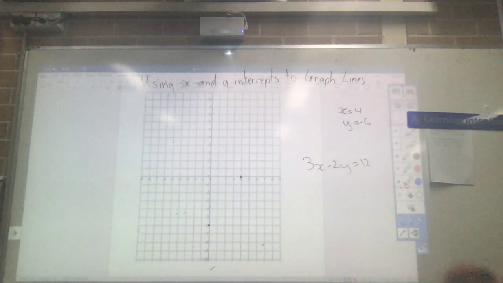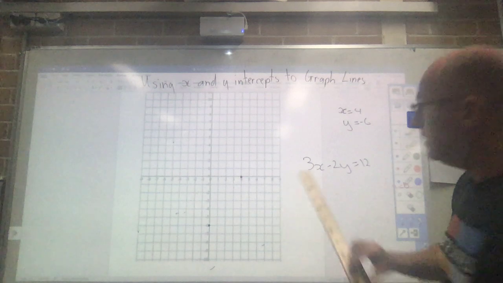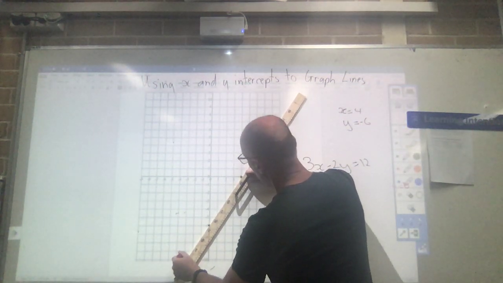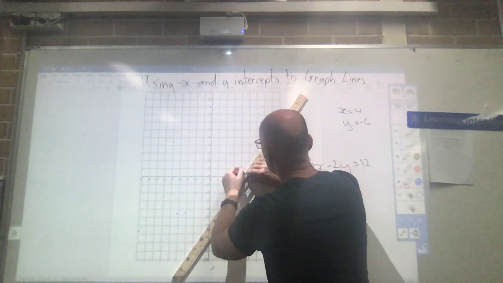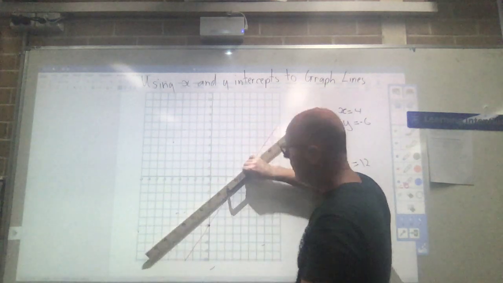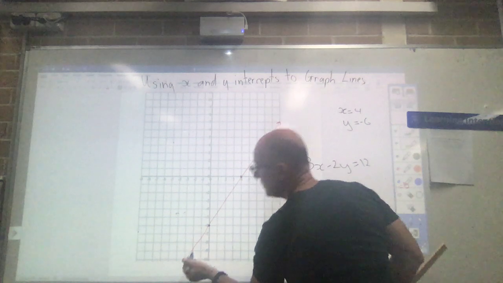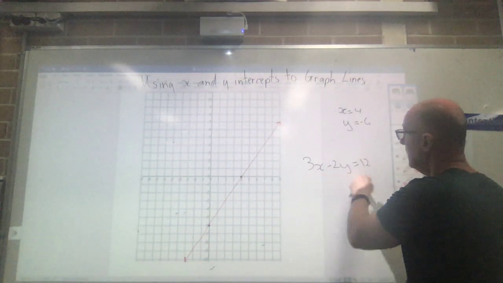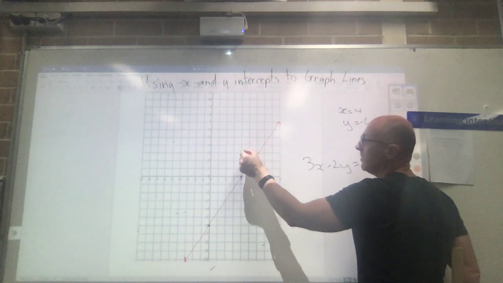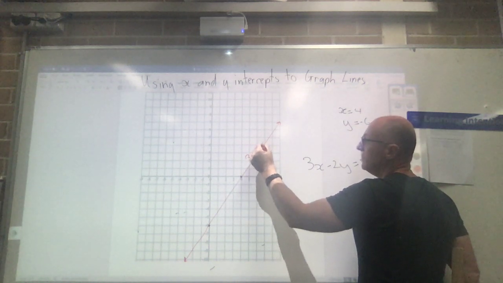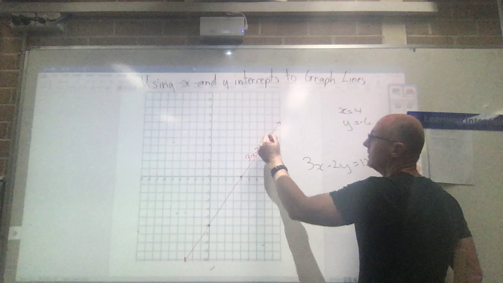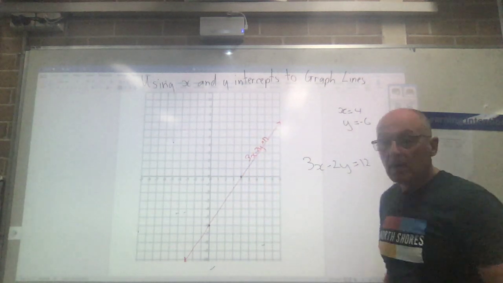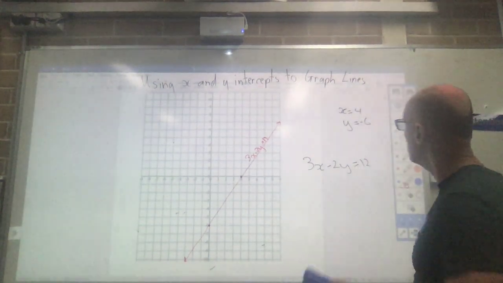When we do that, we generally just get our ruler and go all the way through the Cartesian plane. We put arrows on it to show it goes on forever, and ideally, you'd write the equation on there. So I'm going to write 3x minus 2y equals 12. We've drawn that line by finding the x and y intercepts. It's up to you to try some yourself.